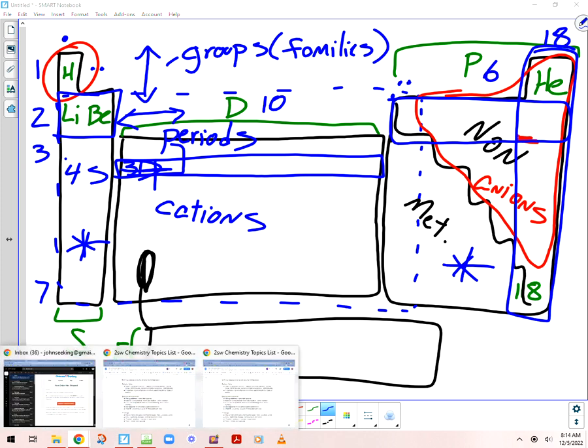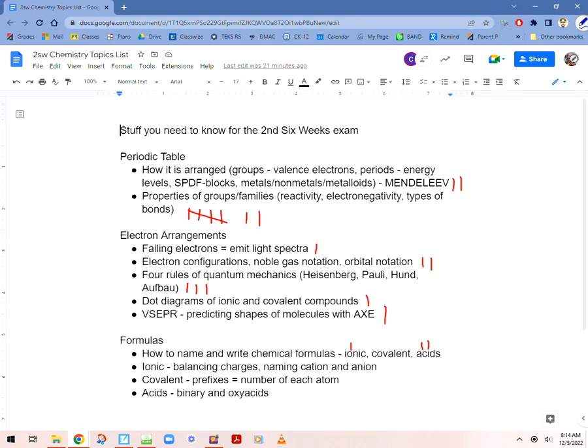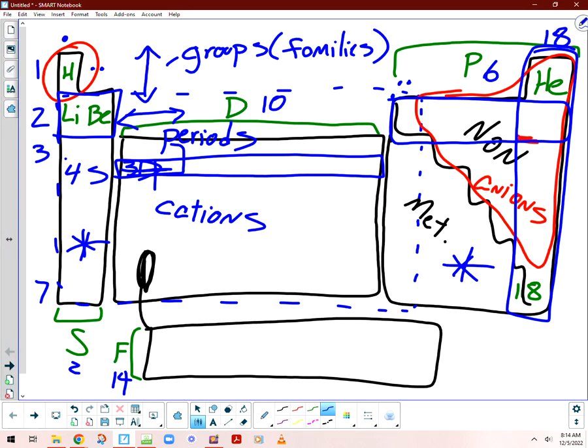What else? Okay. Properties, groups, and families, reactivity, electronegativity, types of bonds. Okay. Flashback of that. So any questions before I switch slides? Okay.